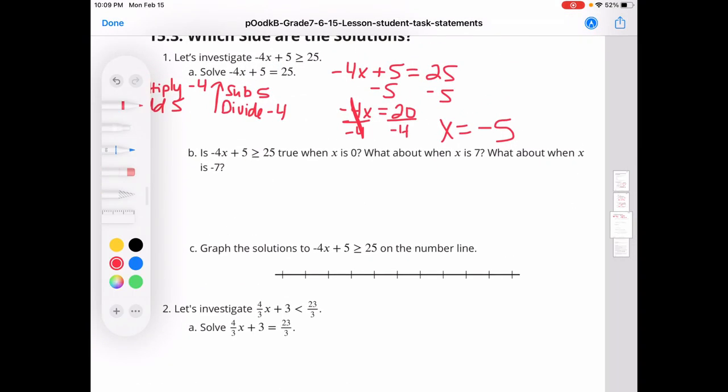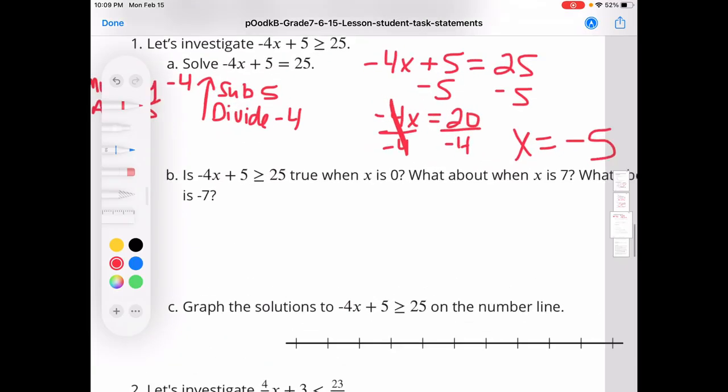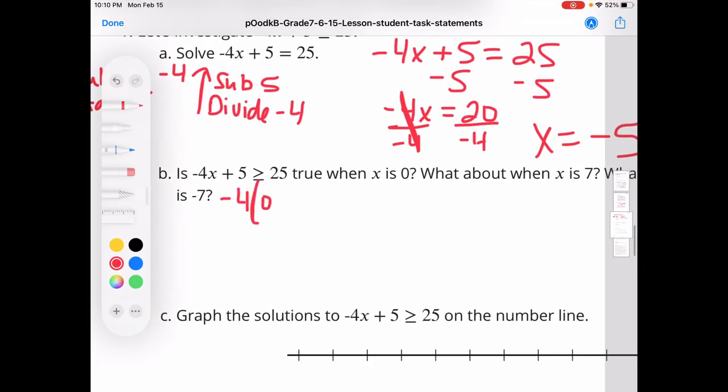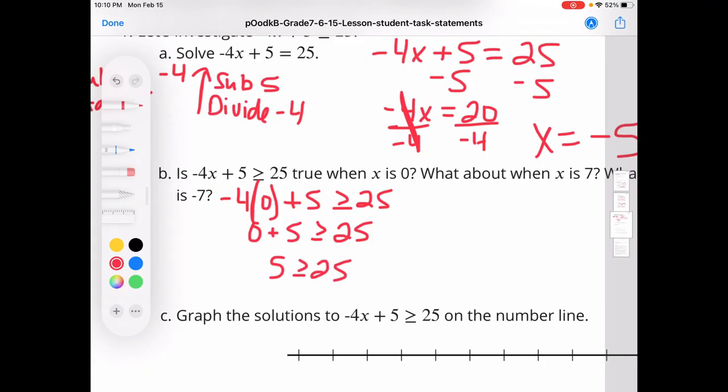So on B it says, is negative 4 times x plus 5 greater than or equal to 25 true when x is 0? So let's check it. Negative 4 times 0 plus 5 is greater than or equal to 25. Now I do follow my order of operations when I'm testing solutions. So negative 4 times 0 is 0. 0 plus 5 is 5. And is 5 greater than or equal to 25? No. So 0 is not a solution.